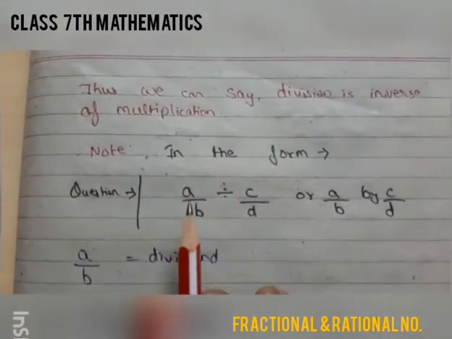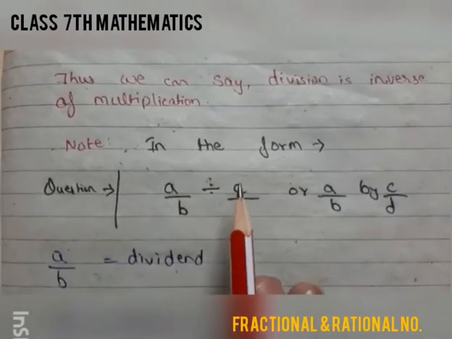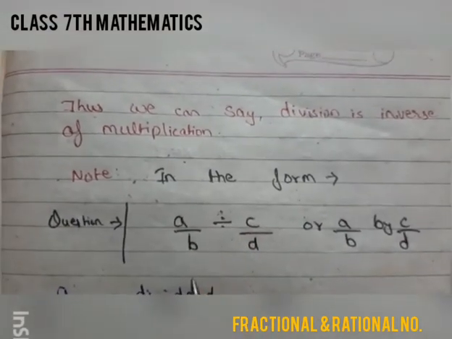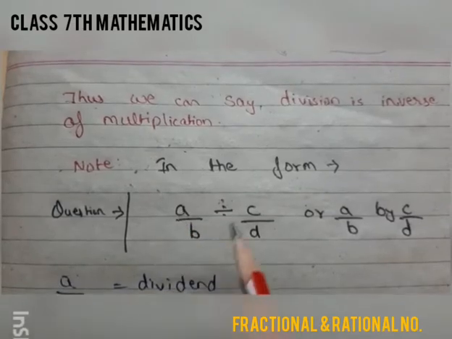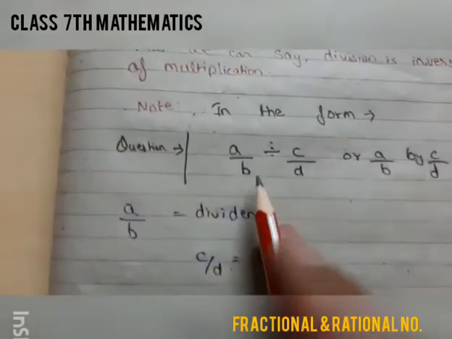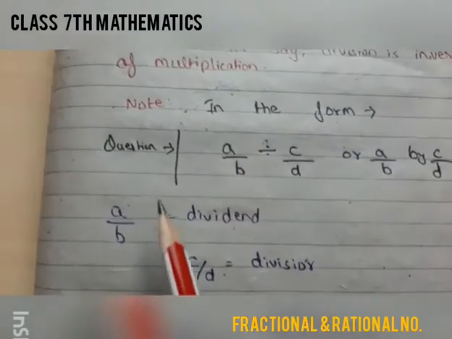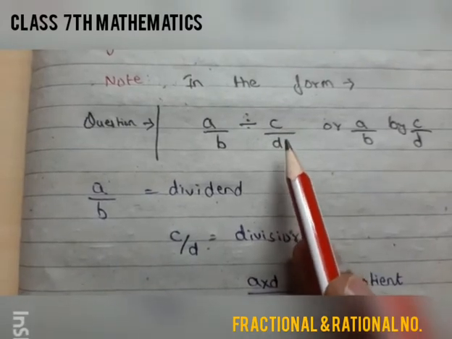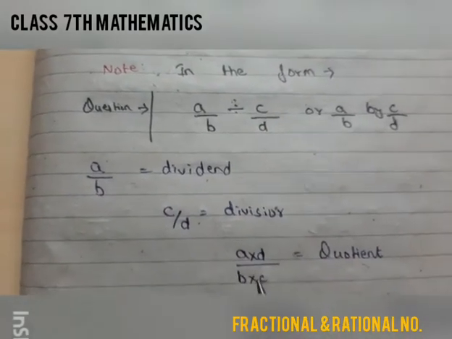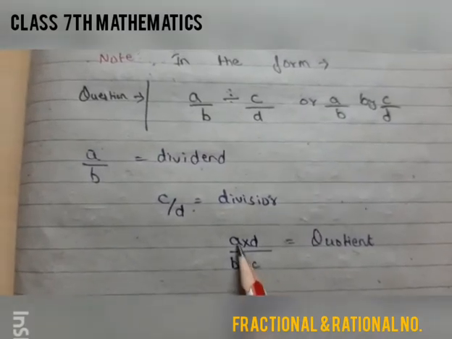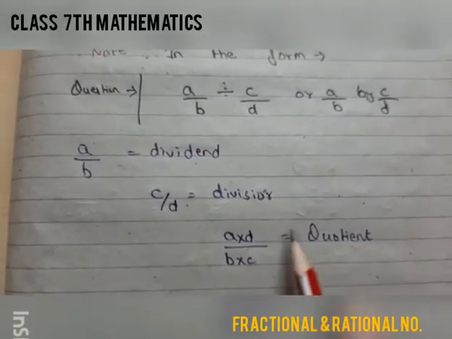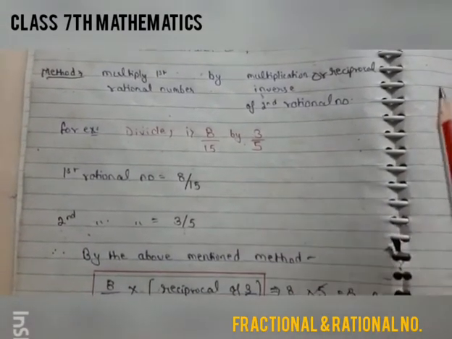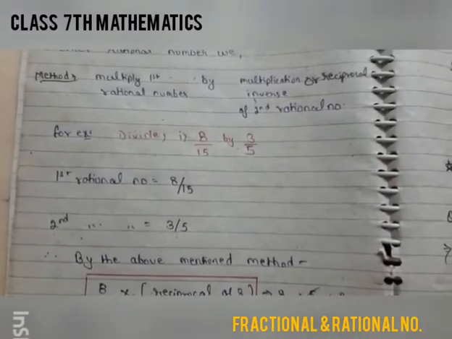Now, when it comes to division of rational numbers, what is the standard format? A upon B divided by C upon D. There can be numbers also, but instead of numbers I am writing alphabets, because there can be any number 1, 2, 3, 4, etc. Here your first rational number, A upon B, is known as the dividend. Your second rational number, C upon D, is always known as the divisor. And after taking the reciprocal, A upon B into D upon C is always known as the quotient.